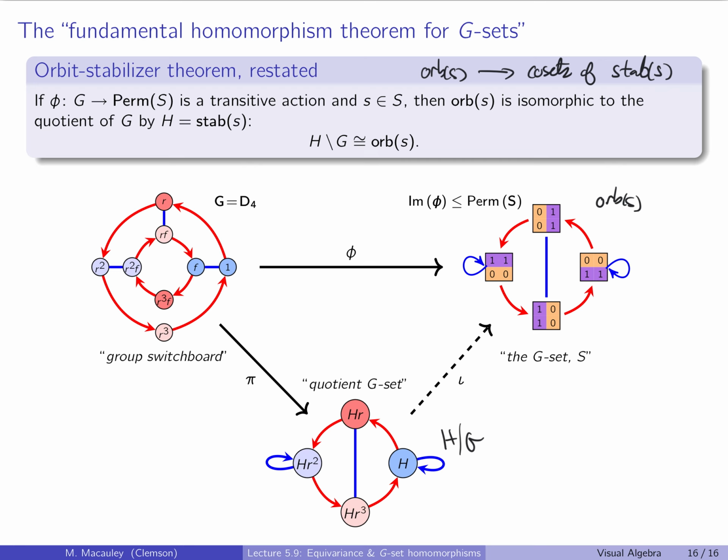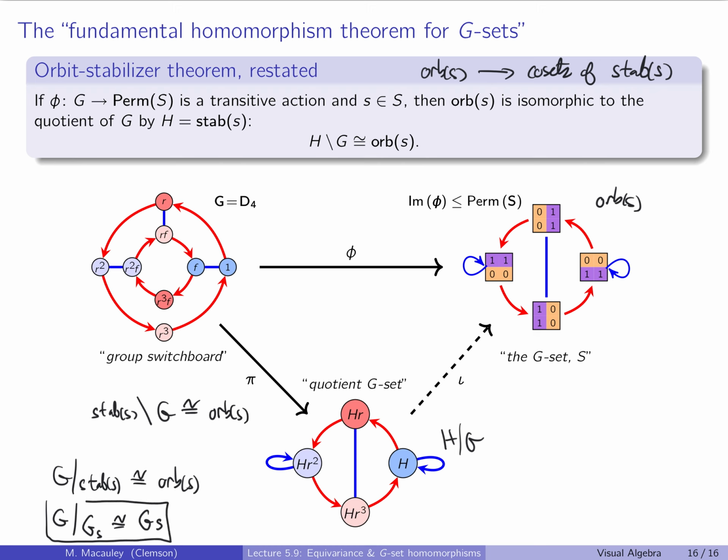So I've been using right orbits throughout, so it doesn't look as good to say the stabilizer of S mod G is isomorphic to the orbit of S. If you use left actions, you write G mod the stabilizer of S is isomorphic to the orbit of S. And I've ragged on the notation that I really don't like, but what some people do is write the stabilizer of S as G sub S, and then they write the orbit of S, these are left actions now, as G dot S or just GS.